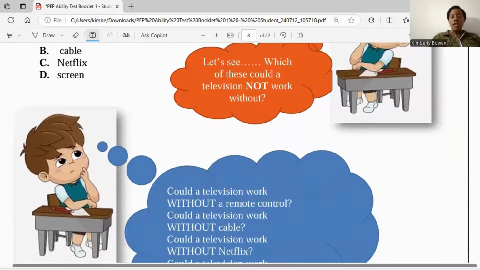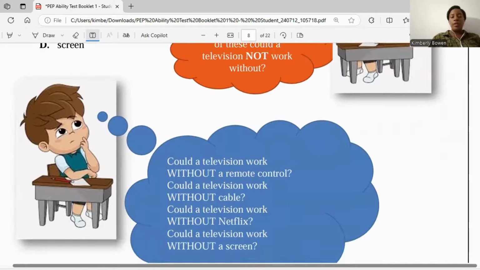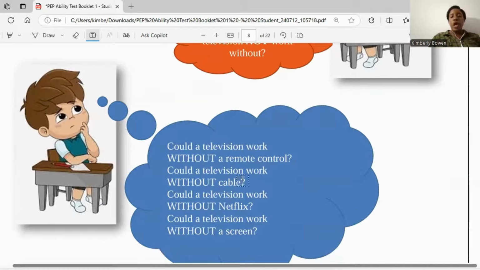You can always manually turn on or off the television and switch the channels from the buttons that are on the television. Could a television work without a cable? Without cable. Now, most of us are accustomed to Netflix, but others are accustomed to cable. But we know that the television could work without cable because you have local television stations.